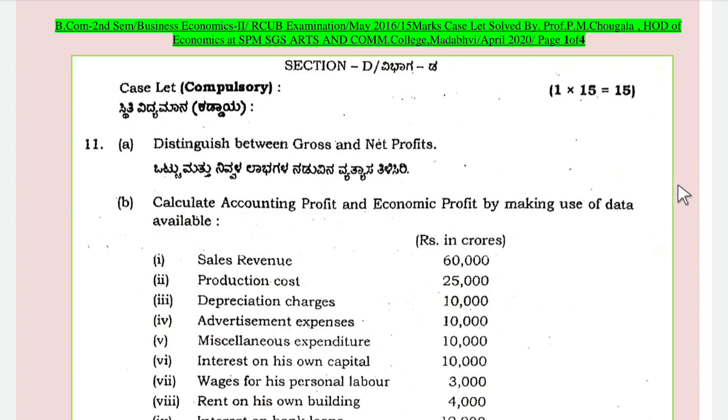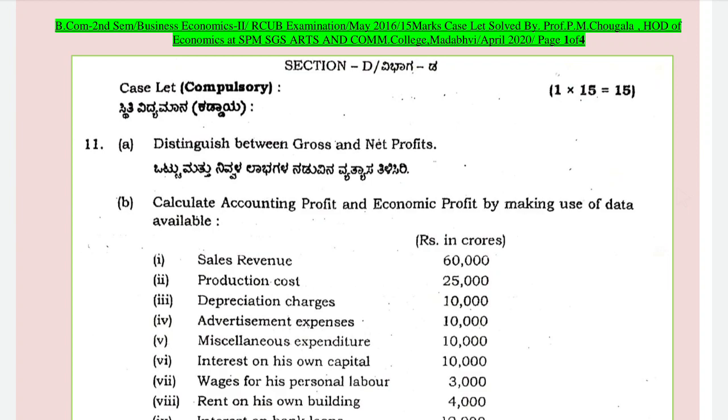I am Professor P.M. Chougala. Today I am going to discuss the difference between accounting profit and economic profit, and also the calculation of accounting profit and economic profit.